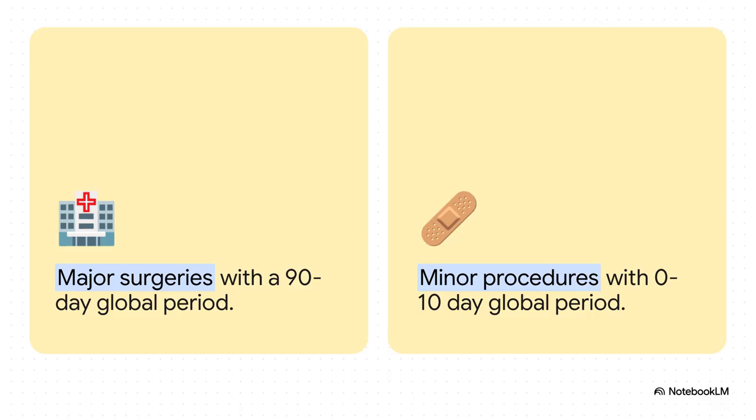You must only use Modifier 57 for major surgeries. We're talking surgeries that carry a 90-day global period. If your E&M visit results in the decision for a minor procedure, meaning a 0 to 10-day global period, you have to use Modifier 25 instead. Getting this time frame wrong is an instant red flag for payers.